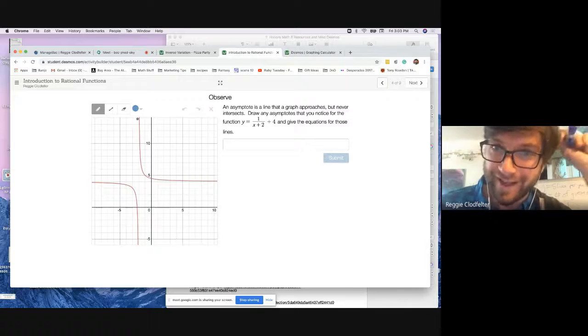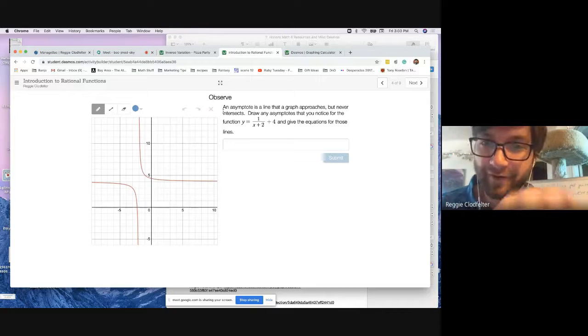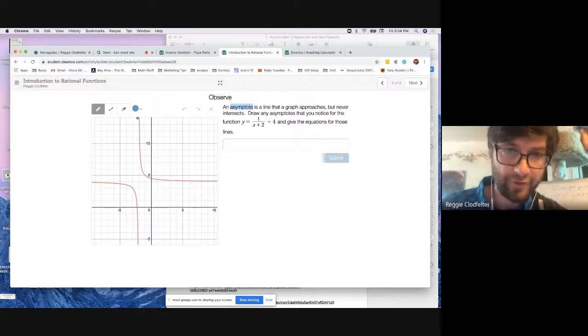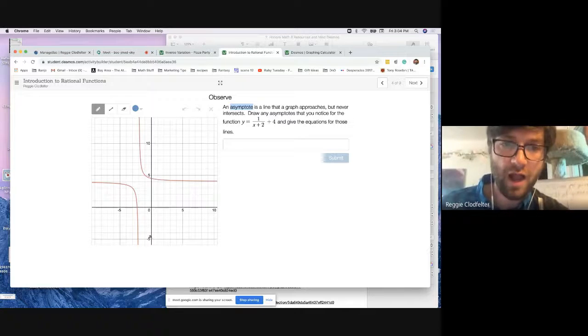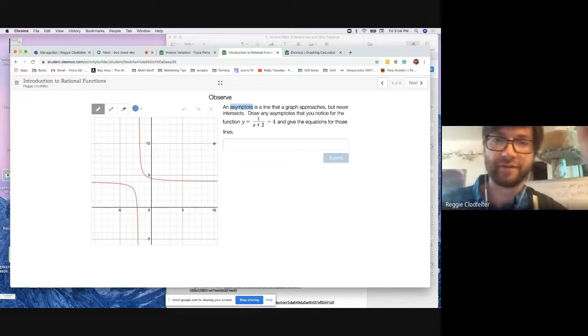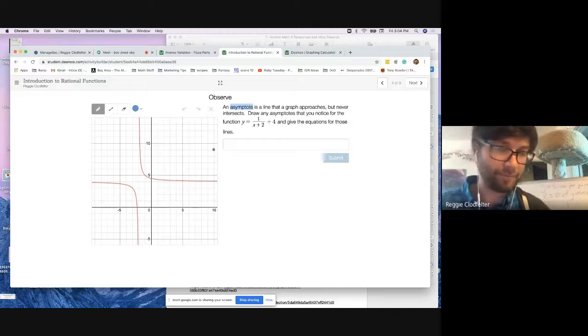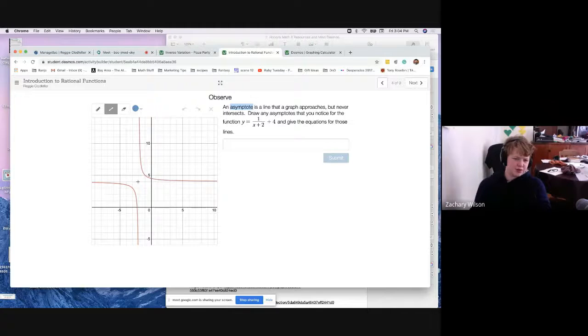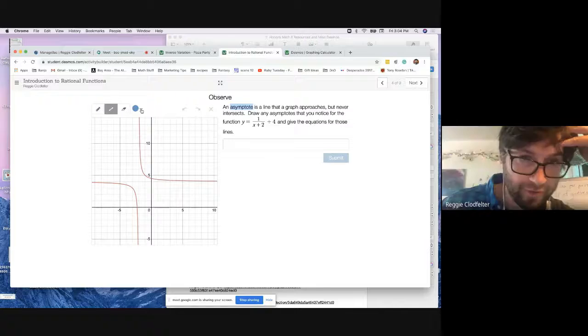No worries. Okay, so an asymptote. You guys see this word up here? An asymptote is a line that a graph approaches but never intersects. So if you look at this graph here, if I were to draw the asymptotes, there's two, where would you guys draw them? Tell me where to do it. At that point right between the two. Right here. But there's a line, right? There's two lines you can imagine, right?